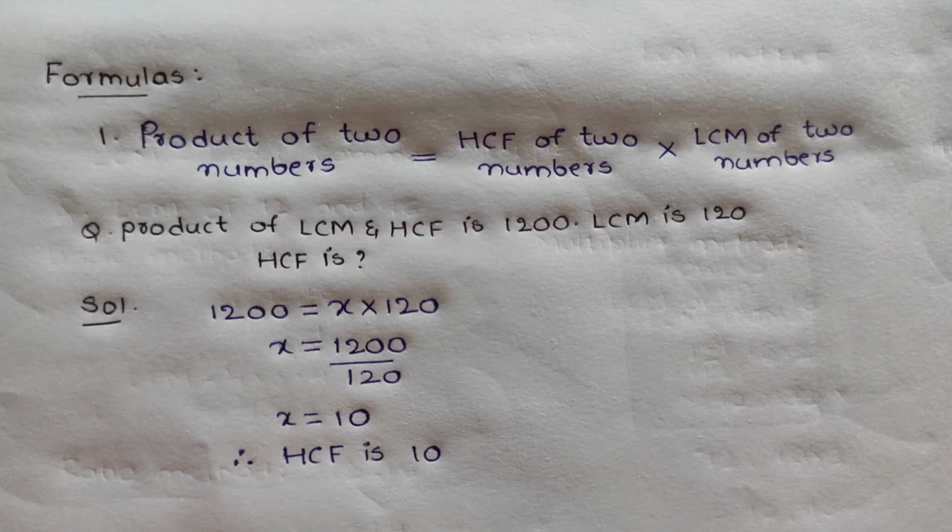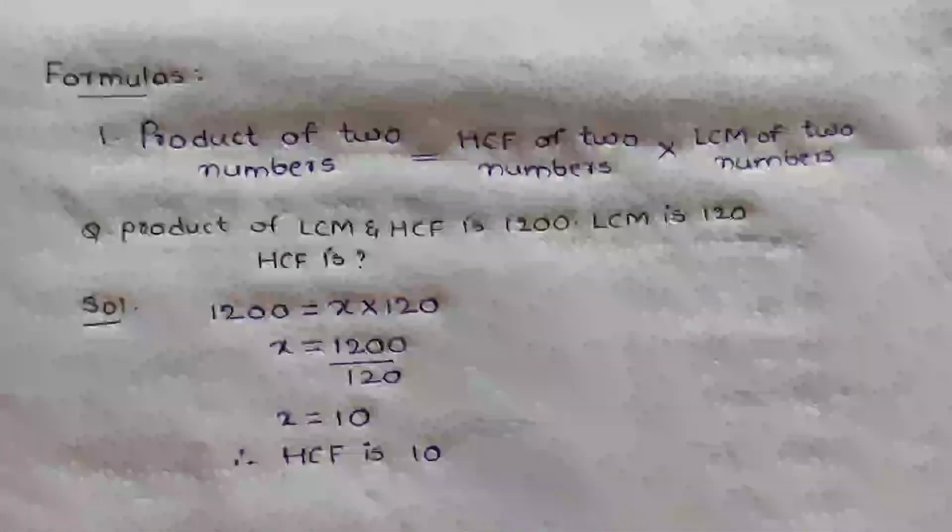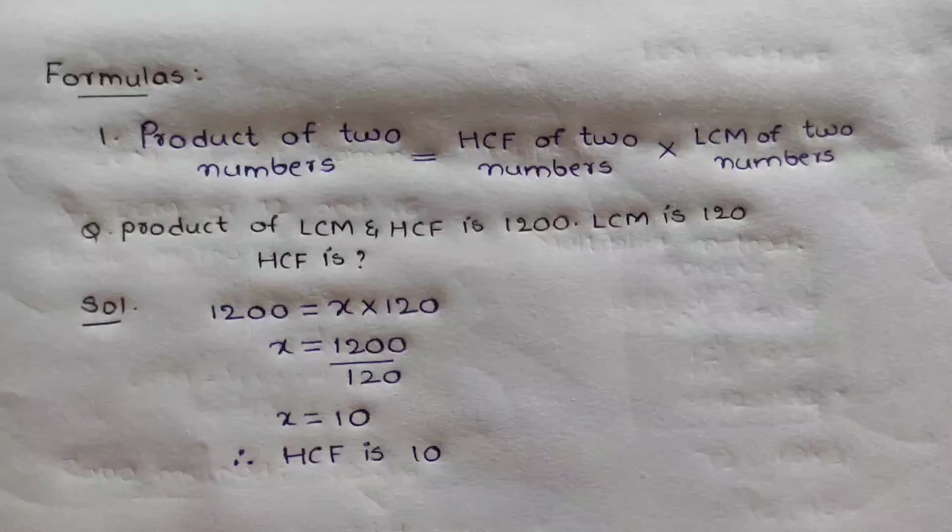So using the formula, the product of two numbers is 1200, which equals the HCF of the two numbers, which we don't know, so I am considering it as x, into the LCM, which is given as 120. Substituting this, x is equal to 1200 divided by 120, and x is 10. That means the HCF of the numbers is 10. I hope you have understood it.